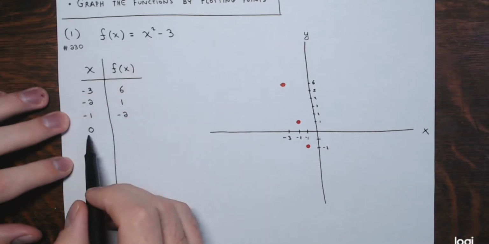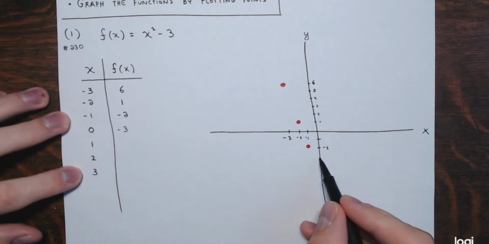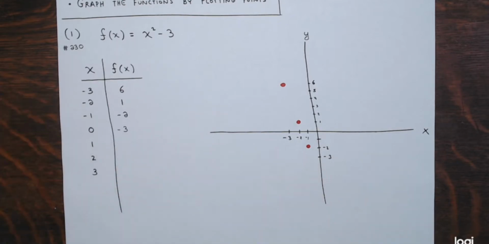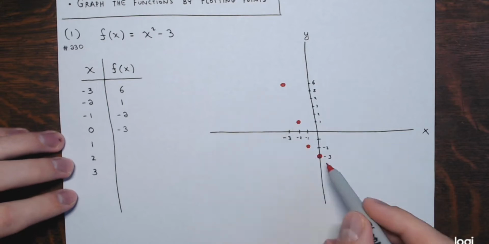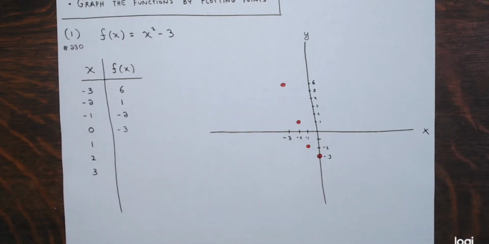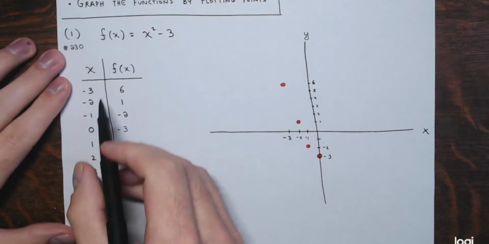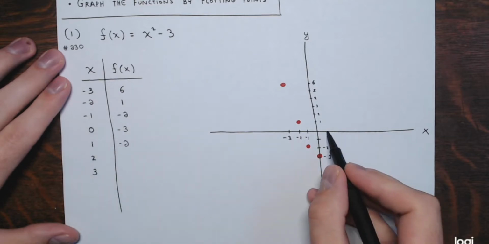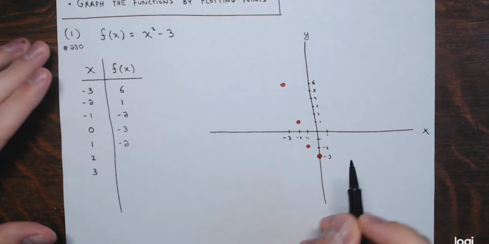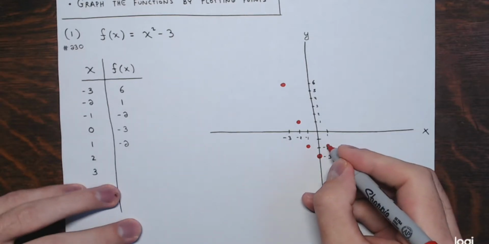So input 0, right? 0 squared is 0, minus 3 is -3. Right? So input 0, output -3. So there, that's on the y-axis right now. Now you're going to see it start turning a little more. Not going to be a straight line, right? These points. Then input 1, 1 squared is 1, minus 3 is -2 again. And so input 1, output -2. So definitely not a straight line. All these points, right? There you go.